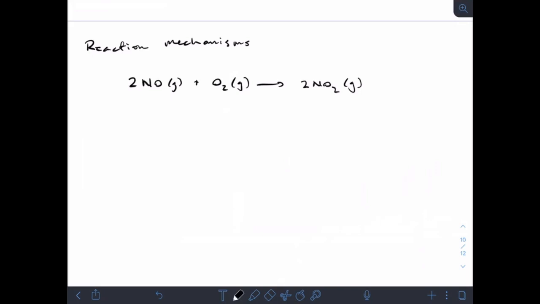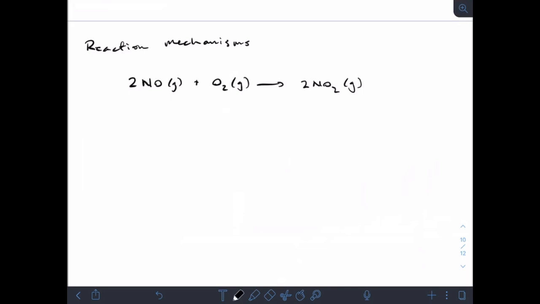So reaction mechanisms are a way for us to explain or to show how a reaction can happen in ways that are not immediately obvious. So given this particular reaction here, this nitrogen monoxide plus oxygen making nitrogen dioxide is our smog equation, right? This is one that we started off with Chapter 14 talking about.